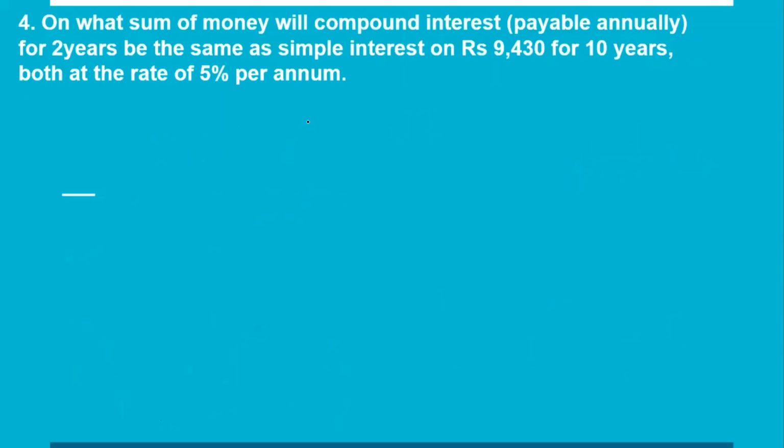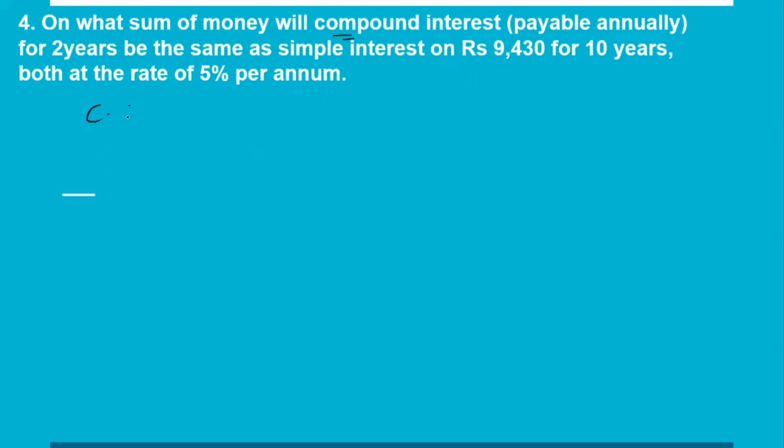On what sum of money will the compound interest payable annually for 2 years be the same as the simple interest on rupees 9,430 for 10 years, both at the rate of 5% per annum? So that means the simple interest and the compound interest are going to be the same. We don't know the principal for the compound interest, right? What is given here is that simple interest and compound interest should be equal. So let us find out.